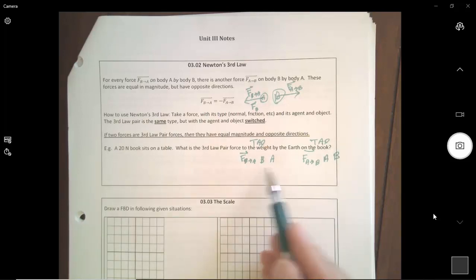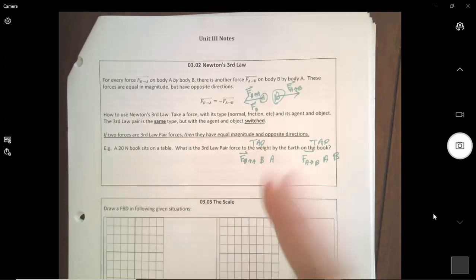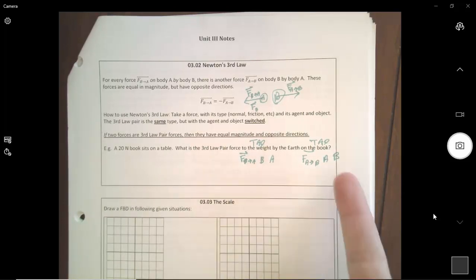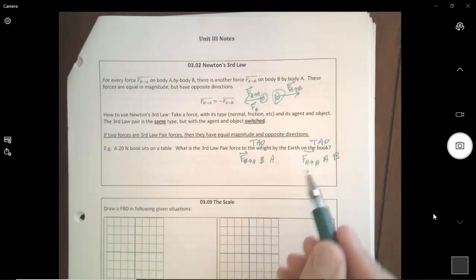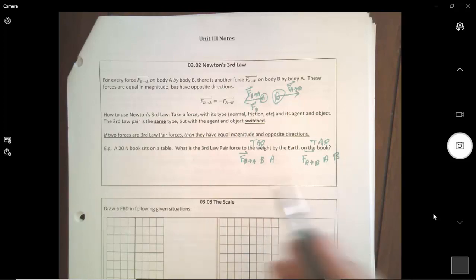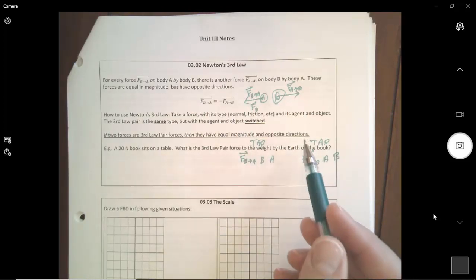The way that we know that these two forces are a Newton's third law pair is to look at the agent and object. If you can take the two nouns and switch them and get the other force, then they are a third law pair. So that is your starting point. Figure out that they are a third law pair. Once you have that, then you conclude that they must have the same magnitude and opposite direction.